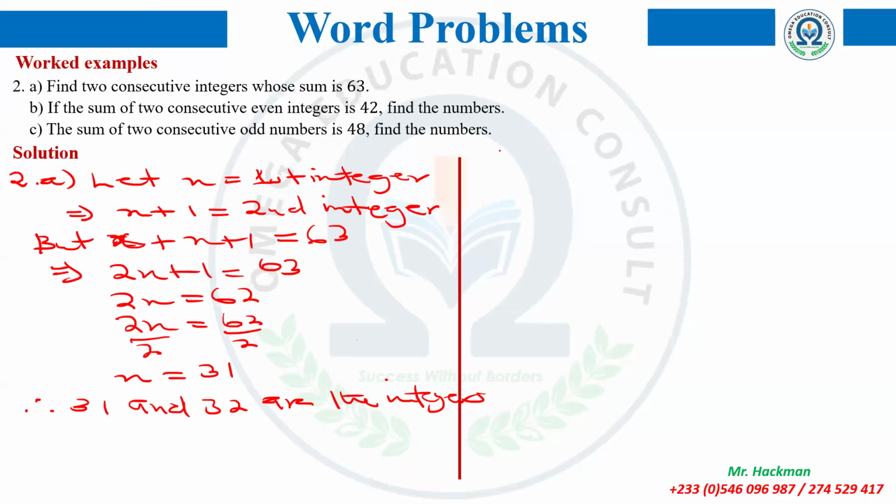Now let's go and look at B. Two consecutive even integers. So this time round, your integers are qualified with even, so you have to be careful. The sum of two consecutive even integers is 42. Find the integers, basically. So again, this time round, you let x be equal to your first, not integer, but even integer. Is that clear, my professors?